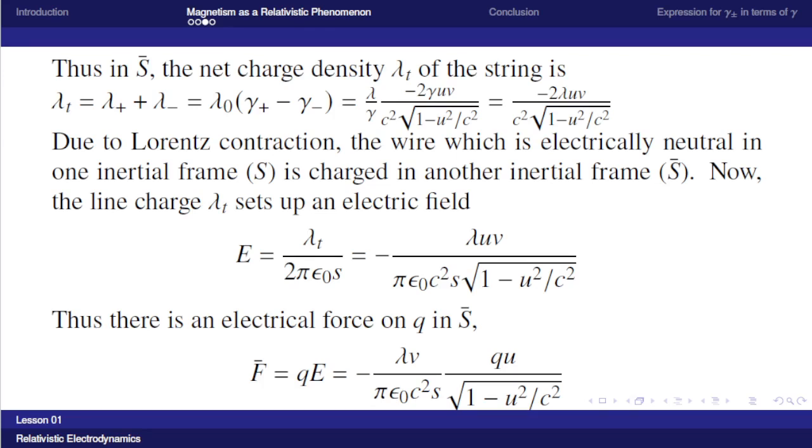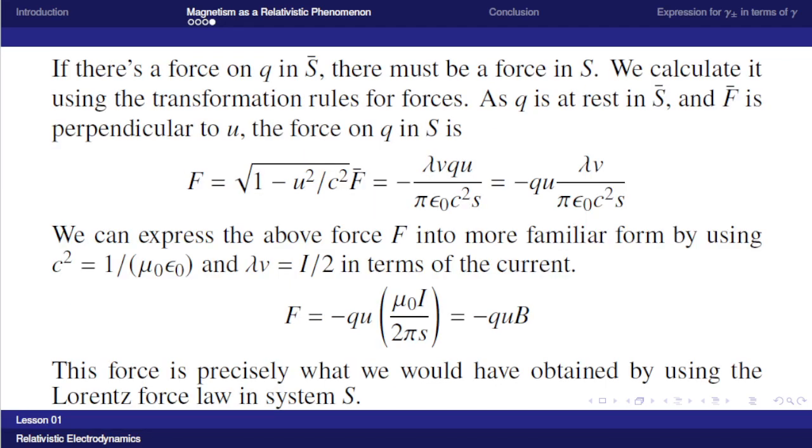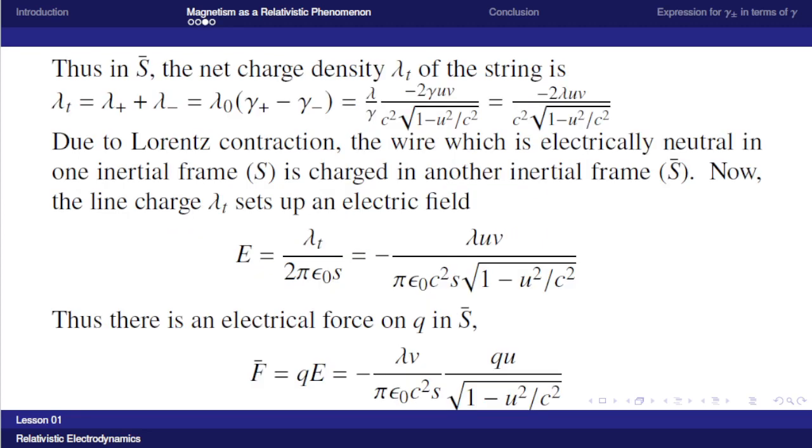Now if there is a force in the S bar frame, there should be a force in the S frame by the special theory of relativity. By using the relativistic principle, we can transform this force, that is F bar in the S bar frame, to the force F in the S frame. So the transformation equation is F is equal to root of 1 minus u square by c square times F bar. So it becomes minus lambda v qu by pi epsilon 0 c square s. It will cancel the root of 1 minus u square by c square in the denominator.